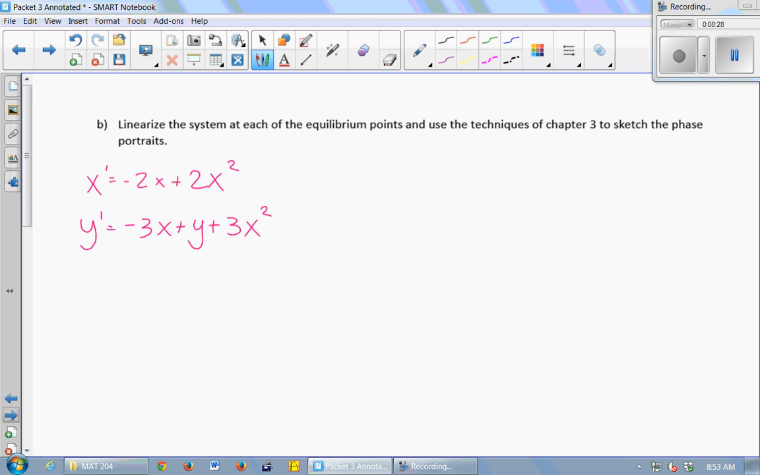Okay, so there's my system, which means my Jacobian matrix, a 2 by 2 matrix full of partial derivatives. So I take the partial of f with respect to x. This is f of x, y, and this one is g of x, y. So looking at the x prime equation, what's the partial of negative 2x plus 2x squared with respect to x? Negative 2 plus 4x. And what is the partial of that same equation with respect to y? 0. There are no y's in there. You treat everything else as a constant, so its partial is 0.